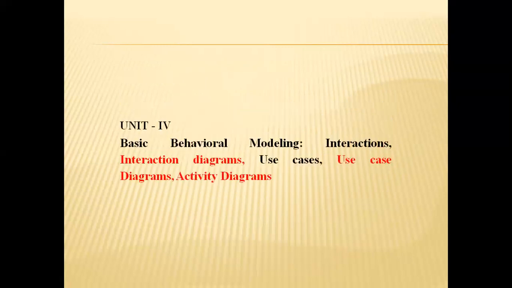In the fourth unit, you explained about 4 diagrams. In the interaction diagram, there are 2 diagrams: the first one is sequence diagram and collaboration diagram. Next one, use case diagram, activity diagram. So in the fourth unit, you explained 4 diagrams: sequence diagram, collaboration diagram, use case diagram, and activity diagram.